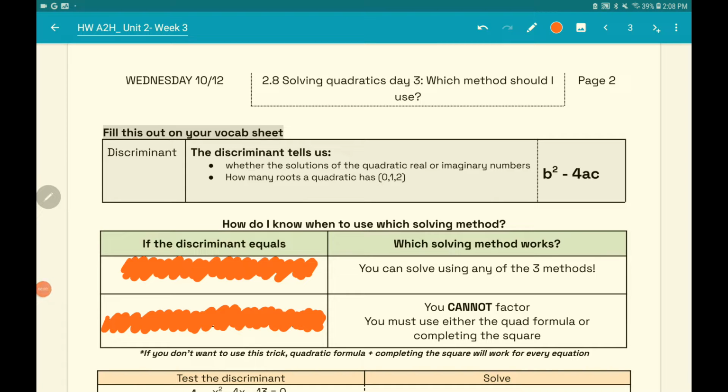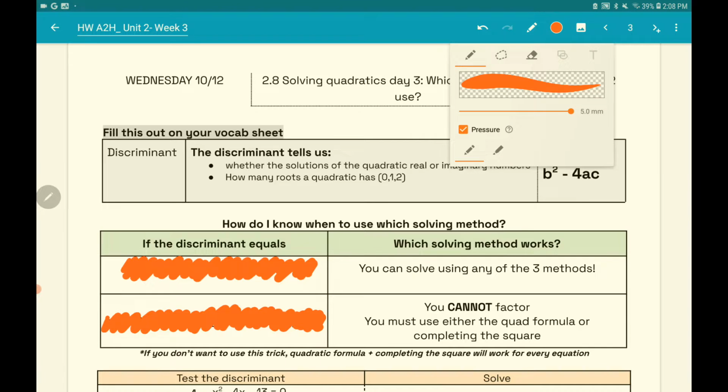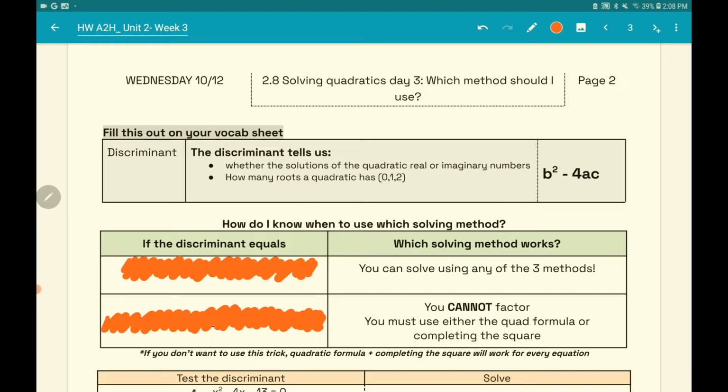Hey guys, so at this point we have learned three methods to solving quadratic functions. Those methods are completing the square, factoring, and quadratic formula. So now which one should I use? That's a big question that comes up for us. So what I want us to talk about is a little trick, and this trick is called the discriminant.